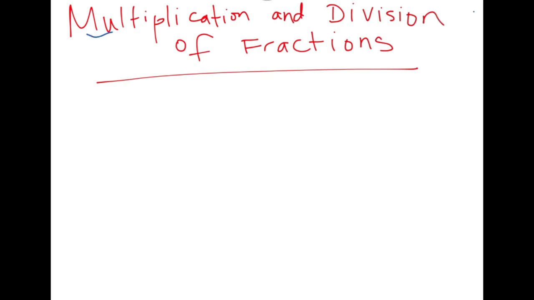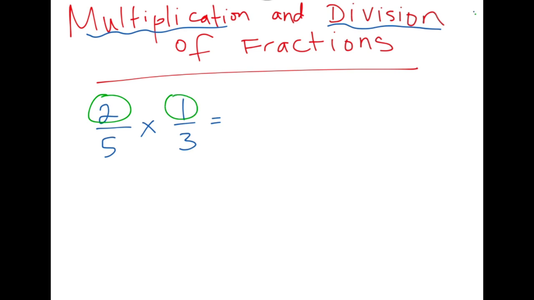How do we multiply or divide fractions? Let's do multiplication first. 2/5 times 1/3. You just multiply across. 2 times 1 is 2. 5 times 3 is 15. And that's it. Let's try another one.